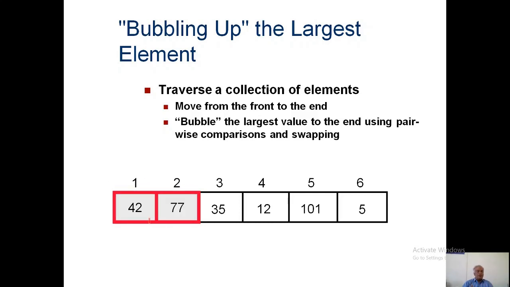Again the second and third elements are compared: 77 and 35, which is larger? 77 is larger, so it is swapped. Again 77 and 12, which is larger? 77 is larger. Our condition is the first must be lesser and the second bigger, so again it is swapped. Again it is swapped. Then it is 77 and 101. Let's look at all the elements.